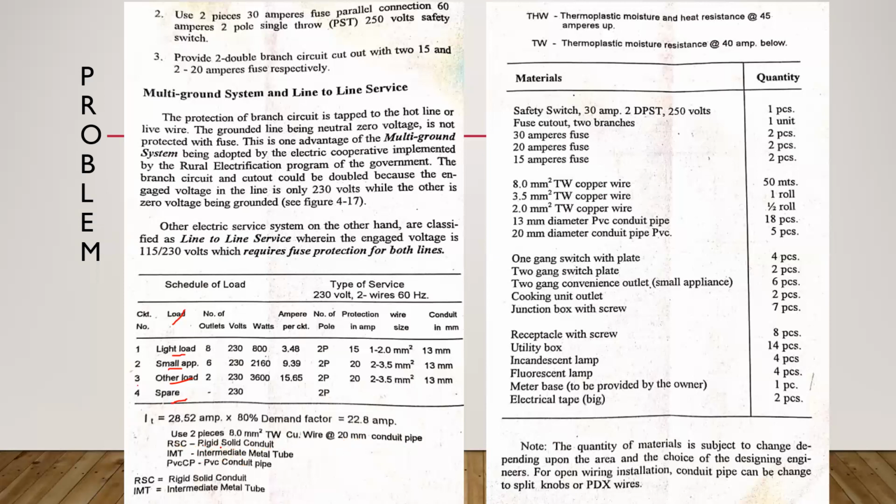So RSC for rigid solid conduit, IMT intermediate metal tube, PVC CP, yung ating PVC conduit pipe.